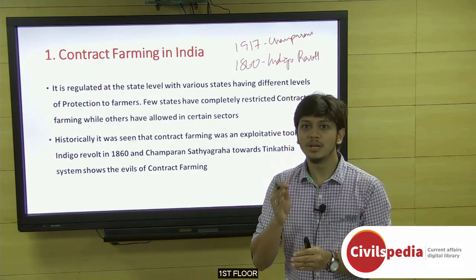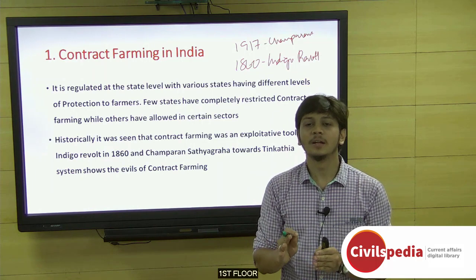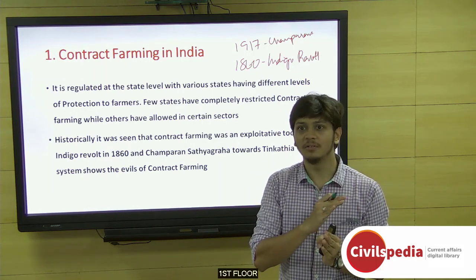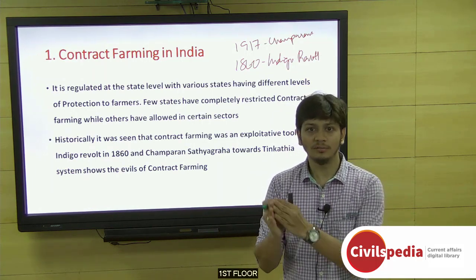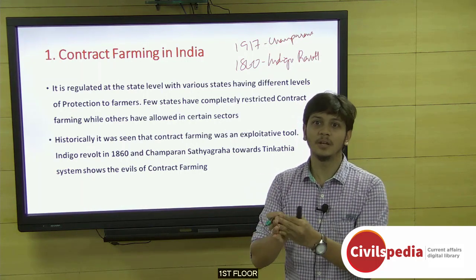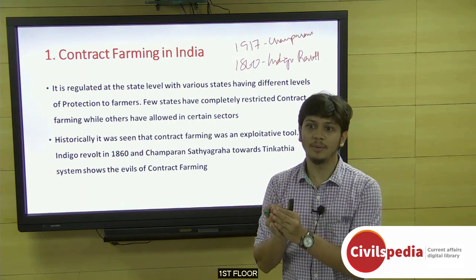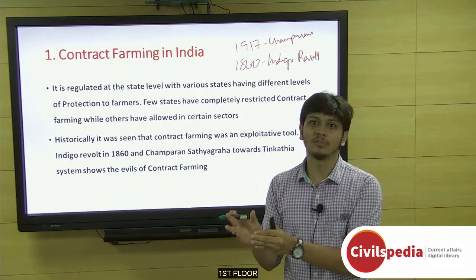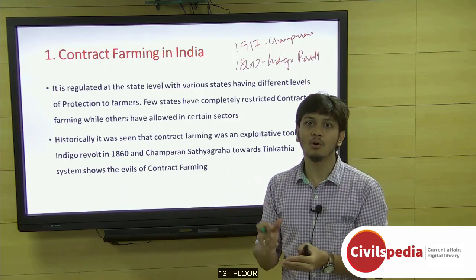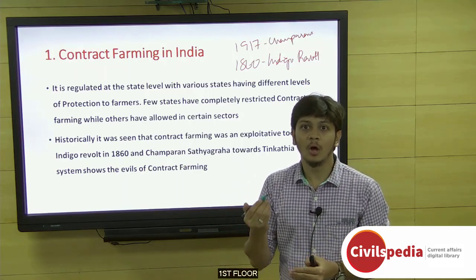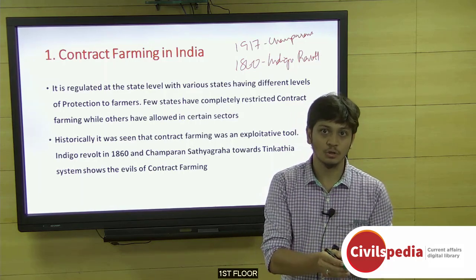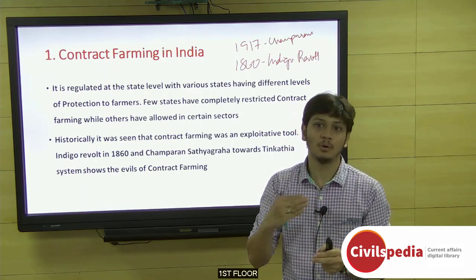But the major drawback of this contract farming is that there is no particular law which governs contract farming in the entire country, because agriculture is a state subject. Many states don't allow contract farming, or they allow contract farming in only certain goods, such as horticultural crops. They don't allow contract farming in agricultural crops, or they allow it only in plantation crops, etc. So there's a huge disparity in contract farming.